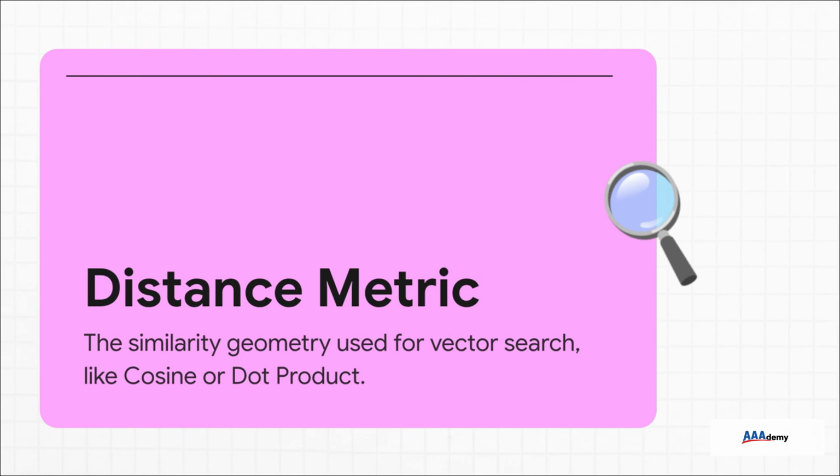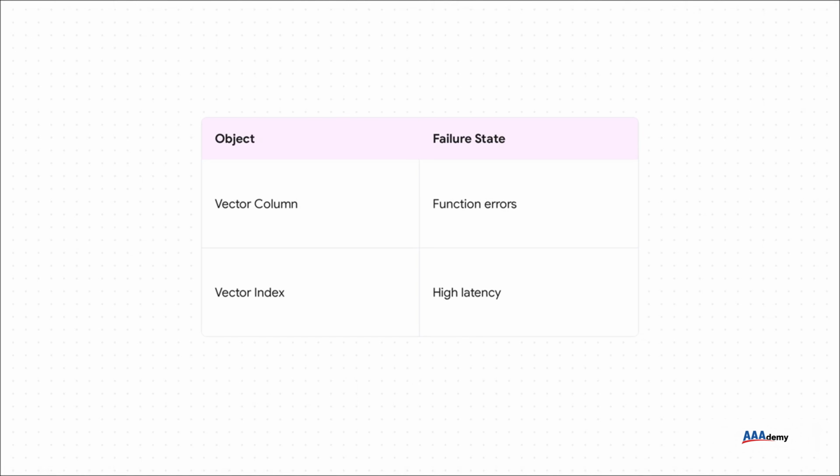If you use a metric that doesn't align with how your embeddings were trained or normalized, you get this phenomenon called rank inversion, where the least relevant documents suddenly bubble up to the very top of your search results. And depending on where the mismatch actually occurs, your failure state completely changes. If the metric mismatch is at the vector column level, say you're using an unsupported distance formula on unnormalized data, you get distance function errors or totally irrelevant nearest neighbors.